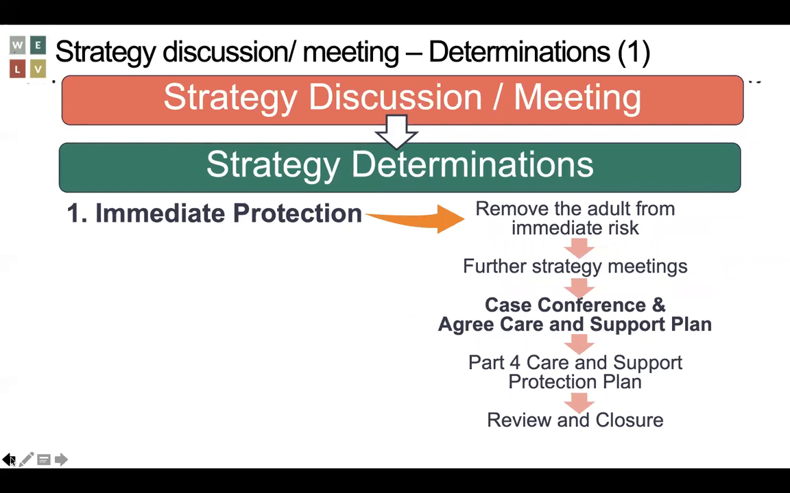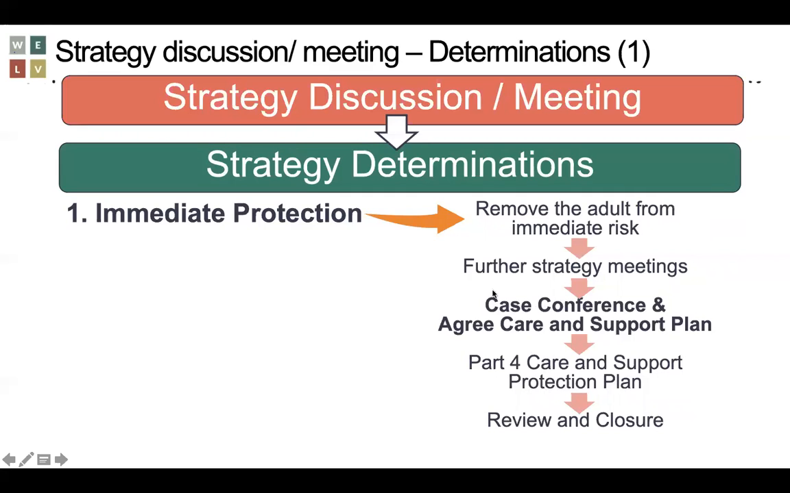So, the first determination might be that the individual requires immediate protection. Our actions will be to remove the adult from the risk immediately. There may be a need to hold further strategy meetings. That will then lead to an adult protection conference where there will be a discussion as to whether a Part 4 care and support protection plan is needed and what the content of that will be.